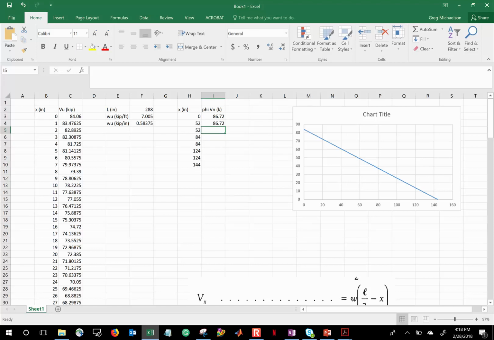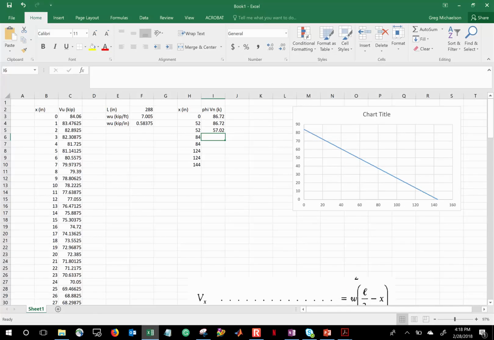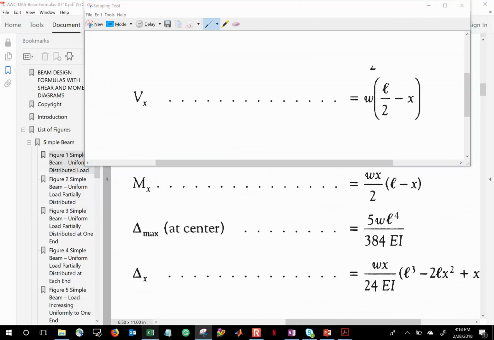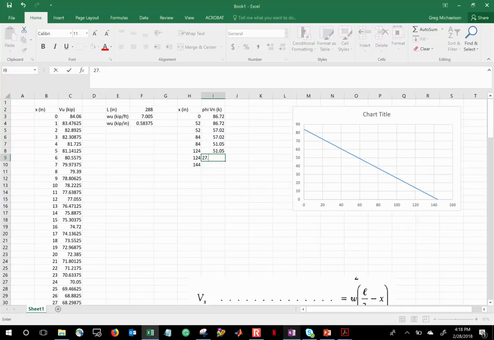Now, obviously, I'm typing these values out in Excel. You could set this up to compute these values. I'm just doing this to demonstrate. So the second one was 57.02. Repeat. This next one, 51.05. Repeat. 51.05. Repeat. Last one, 27.32.